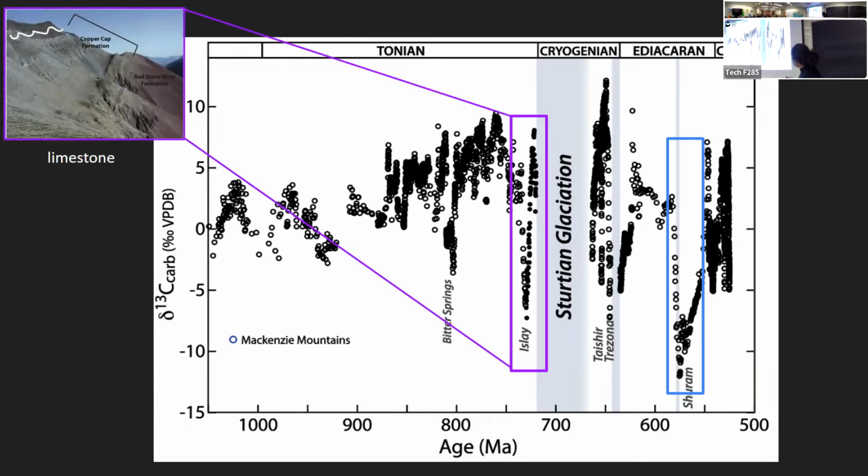The first one is looking at the Isla excursion at this one location in the Northwest Territories of Canada using limestones. And then my second chapter will be talking about the Sharam excursion, which is the largest negative isotope excursion in Earth's history, or in the rock record. And these samples are from Oman.